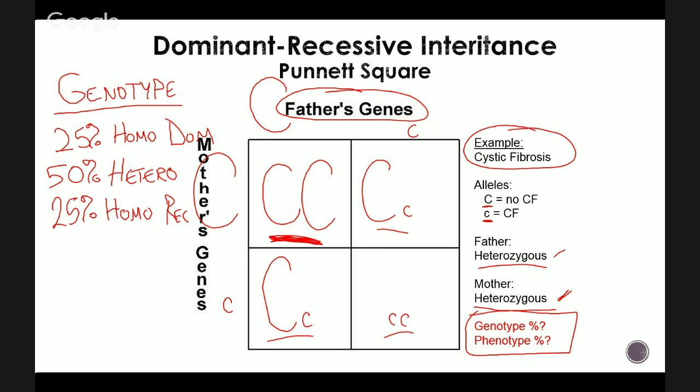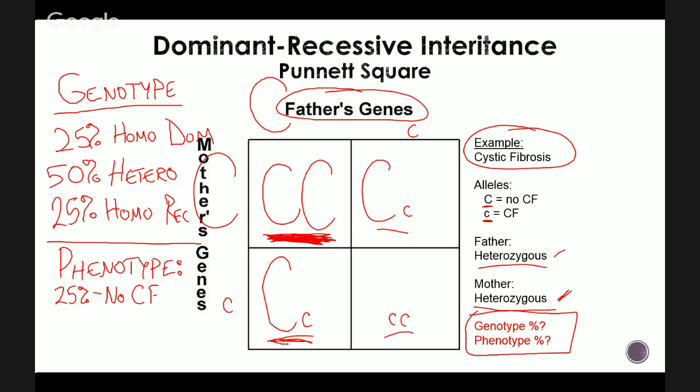All right, but now let's look at the phenotype. Physical expression. What is actually going to happen? So when we have two capital C's here, what does that mean? They won't have it. Right, so 25% no cystic fibrosis, okay, good.